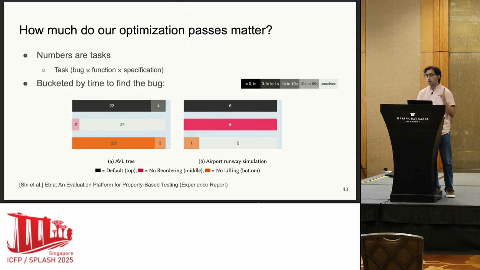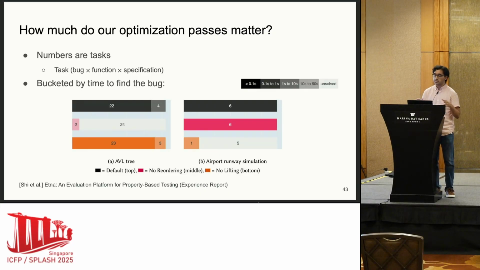Now, do our optimization passes matter? Because they're not that interesting. And so in this visualization, which is taken from Etna, which is a work on evaluating PBT, the numbers are these tasks that I just talked about, and they're colored based off of how quickly they're found. You can see that if we disable the reordering pass, then in the case of the AVL tree, it will keep regenerating the right subtree before it tries regenerating the value at a particular node.